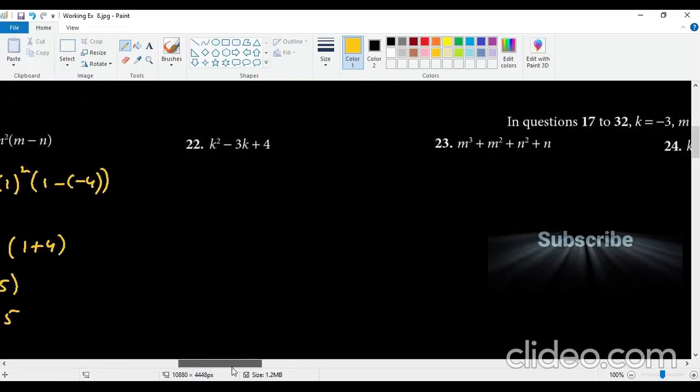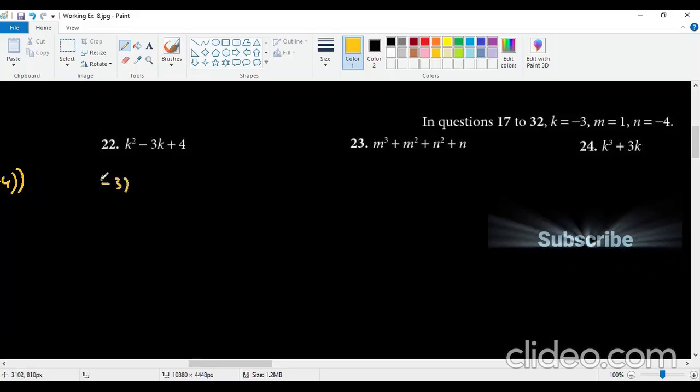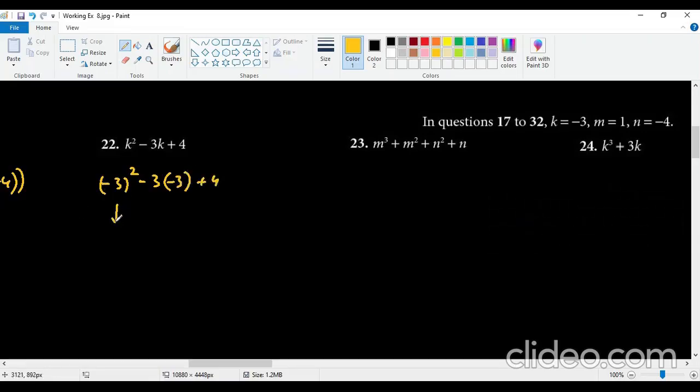Now comes question number 22. For question number 22, k value is negative 3, which is squared, and minus 3 times k value is negative 3 once again, and plus 4. Let's see. This gives you a 9, plus 9, plus 4. So 18 plus 4 is going to give you a 22 as an answer.